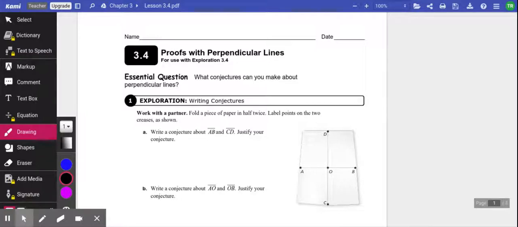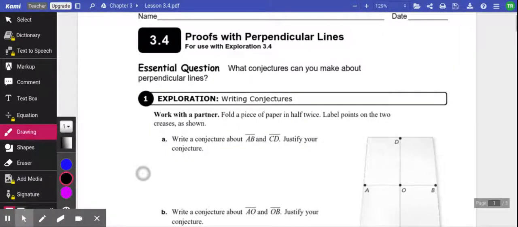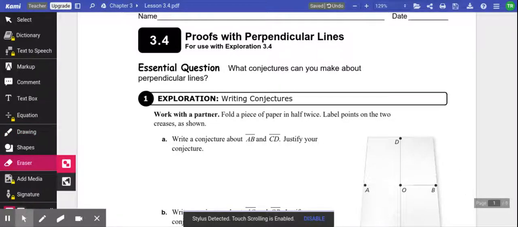Lesson 3.4, we're looking at proofs with perpendicular lines. And most of this is going to feel very straightforward. There's not much that's too shocking here. You could go ahead and do this if you'd like: fold a paper twice and think about what's happening there.